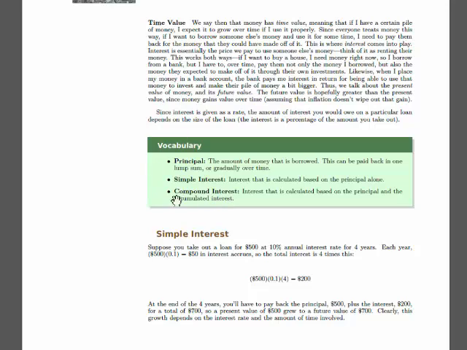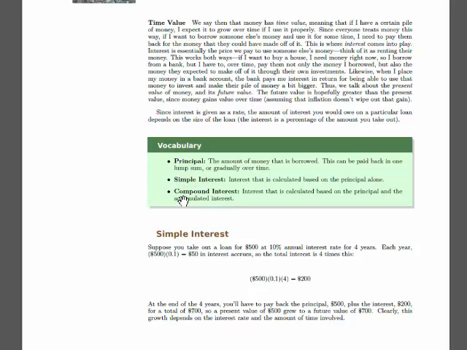Before we go on, though, the simple vocabulary we'll need in this section is the principal, which is the amount of money that's borrowed. If I take out a loan, that amount that I take out at the beginning is called the principal. Or if I put a bunch of money into a bank account, that amount I put in is called the principal.